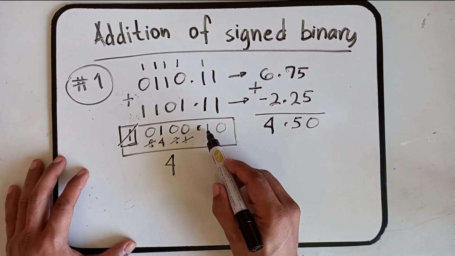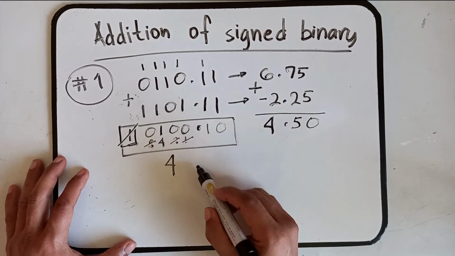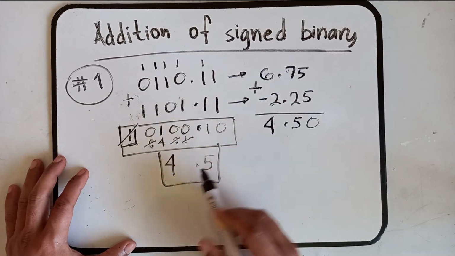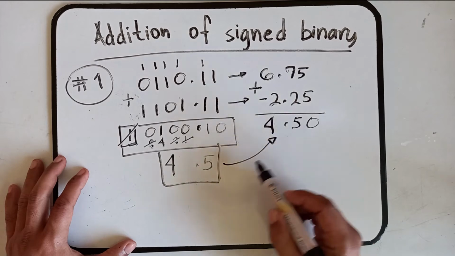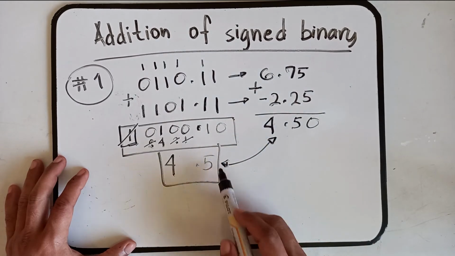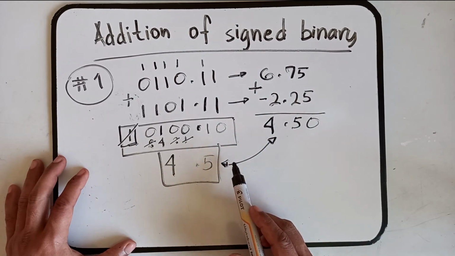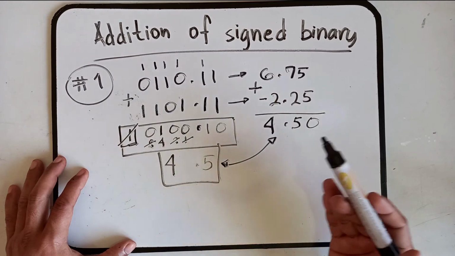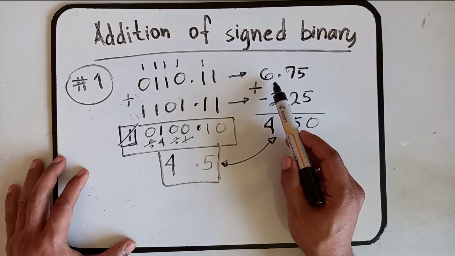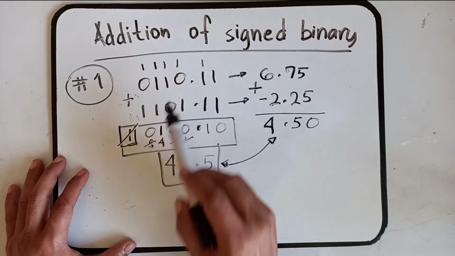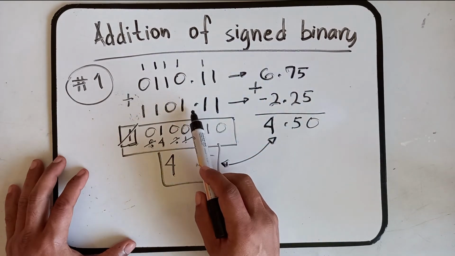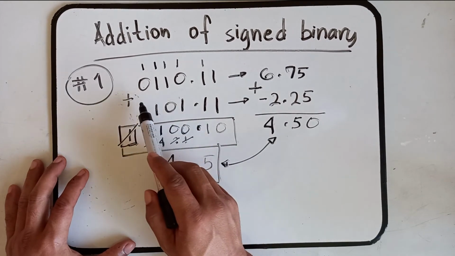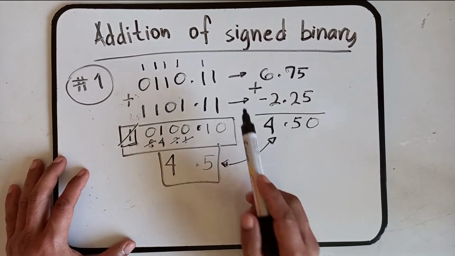And then for this part, this is 0.5. So what we have here is just 0.5. So this is now our answer, which is equivalent to what we have in our decimal form, 4.5. So that's how we add positive binary to negative binary. We will not do subtraction, instead we will do addition.